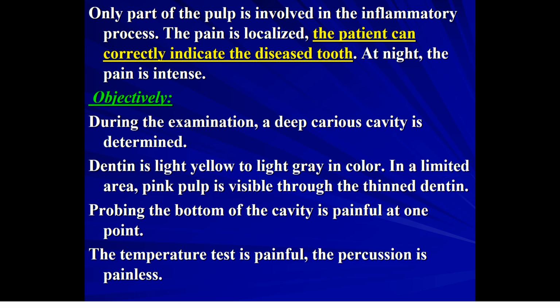Objectively, during the examination, a deep carious cavity is determined. Dentin is light yellow to light gray in color in a limited area. Pink pulp is visible through the thinned dentin. Probing the bottom of the cavity is painful at one point. The temperature test is painful. The percussion is painless.